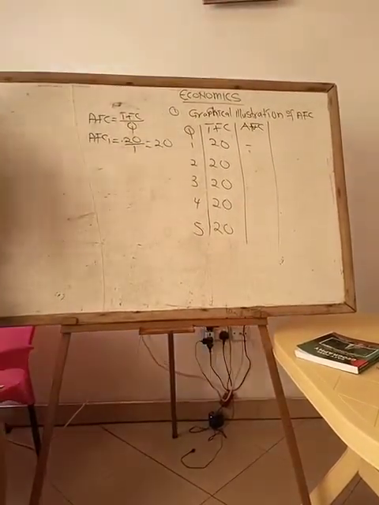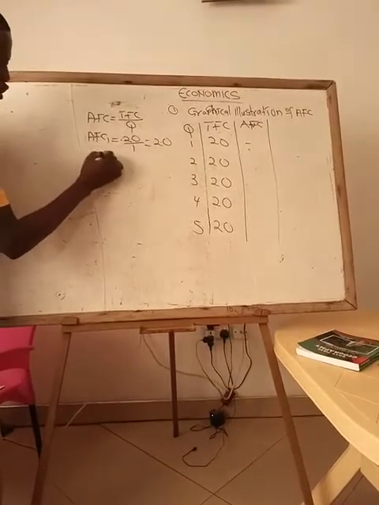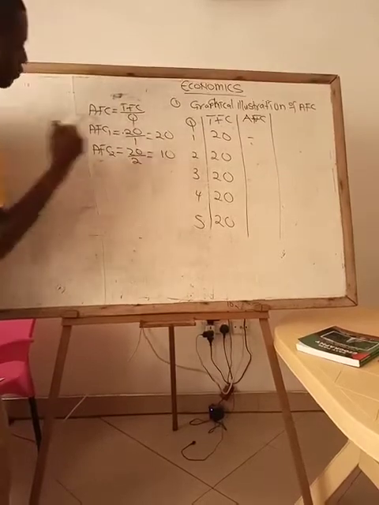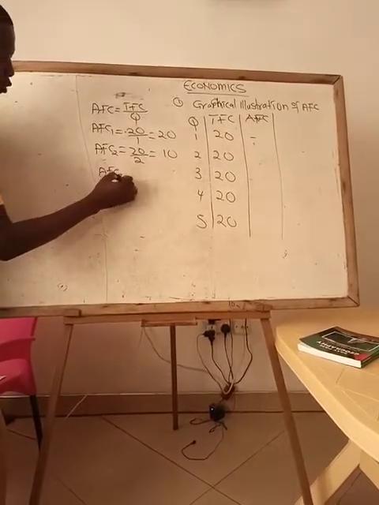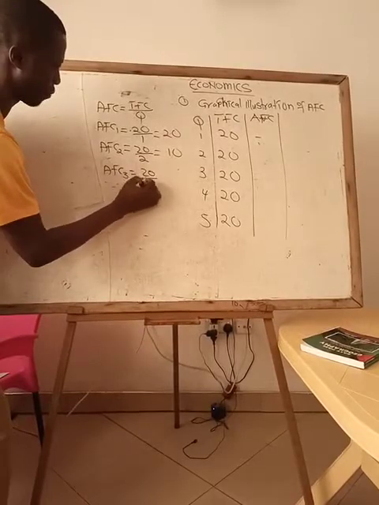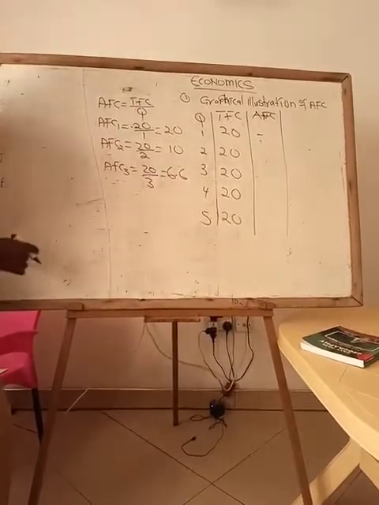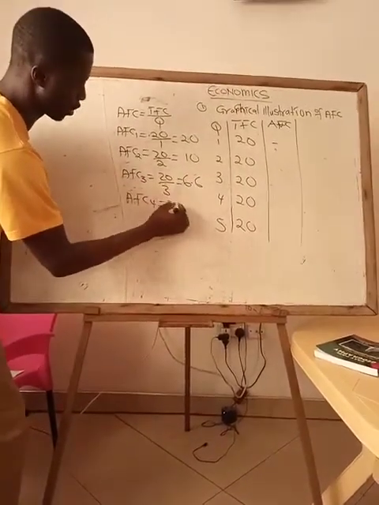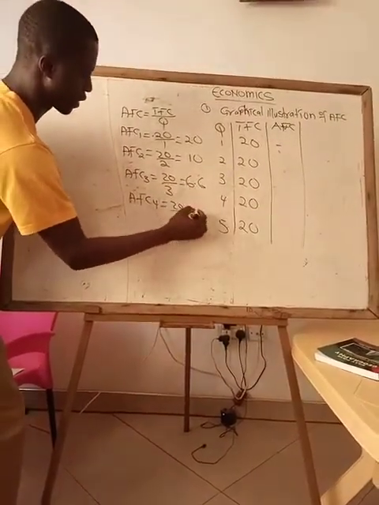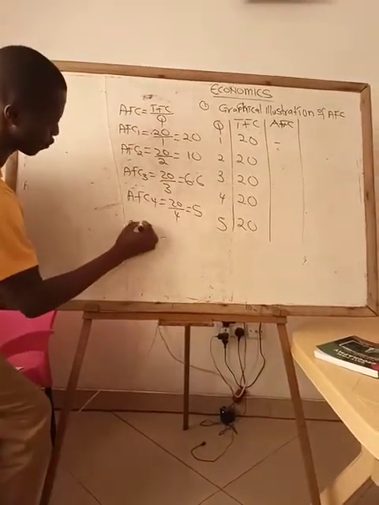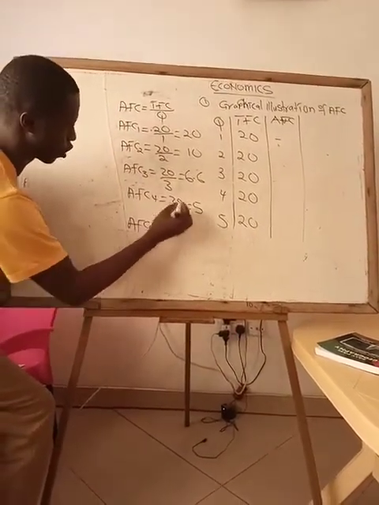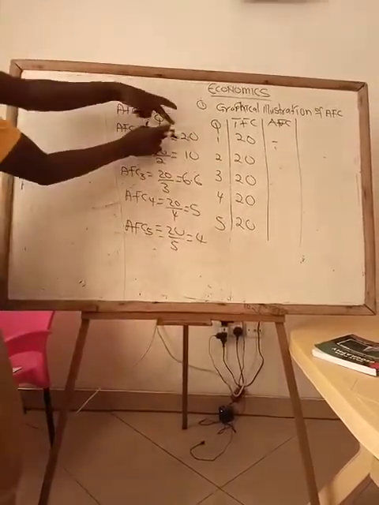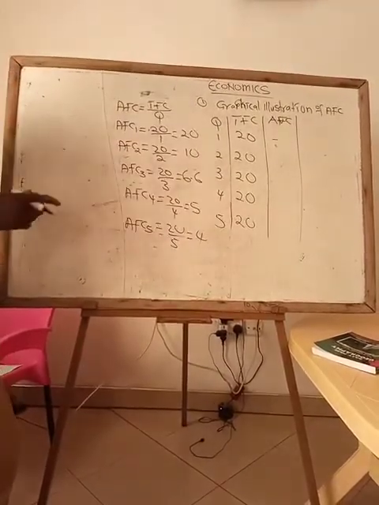So that's the average fixed cost when output is 1. Average fixed cost when output is 2 will be equal to 20 divided by 2. That will give us 10. Average fixed cost when output is 3 will be equal to 20 divided by 3, which will give us 6.6. Average fixed cost when output is 4 will be equal to 20 divided by 4, which will give us 5. And then average fixed cost when output is 5 will be equal to 20 divided by 5, which will give us 4. Now we are going to use these figures to plot the average fixed cost curve.